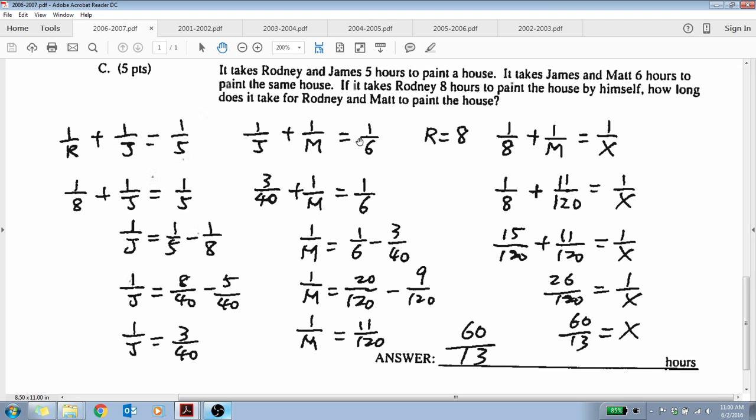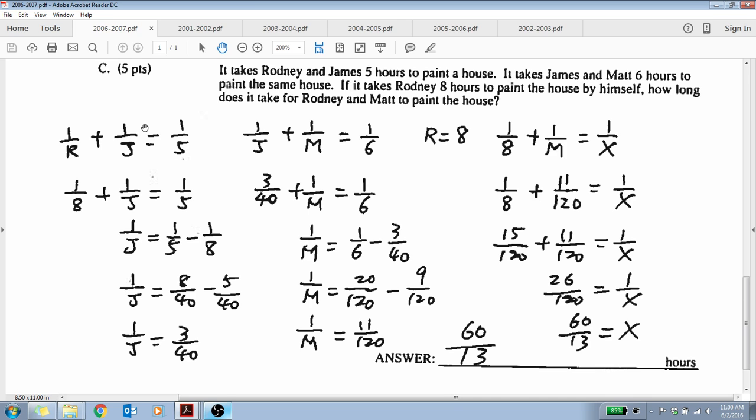My third equation says if it takes Rodney 8 hours to paint the house by himself, how long does it take for Rodney and Matt to paint the house? So Rodney and Matt working together, it says Rodney takes 8 hours, so 1 over Rodney's time, which is 1 over 8, plus 1 over Matt's time is going to equal 1 over the total time, which is your unknown, your x value. Okay, so I have 3 equations right here.